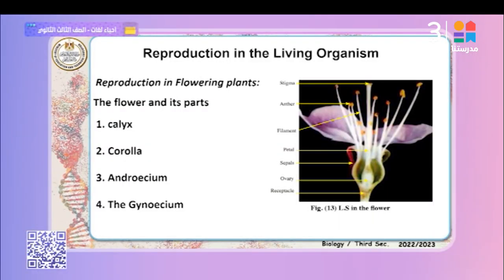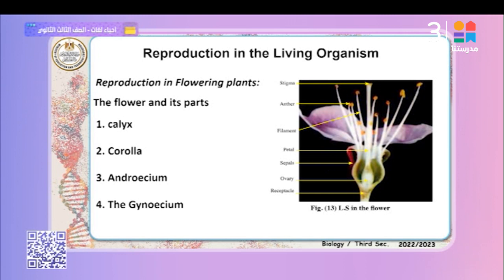Now we are going to the structure of the flower. Number 1, the calyx. The calyx consists of green leaves, the first whorl found in the flower. It contains the sepals. Its function is to protect the flower before blooming. Number 2, the corolla, another whorl in the flower. It consists of the petals.